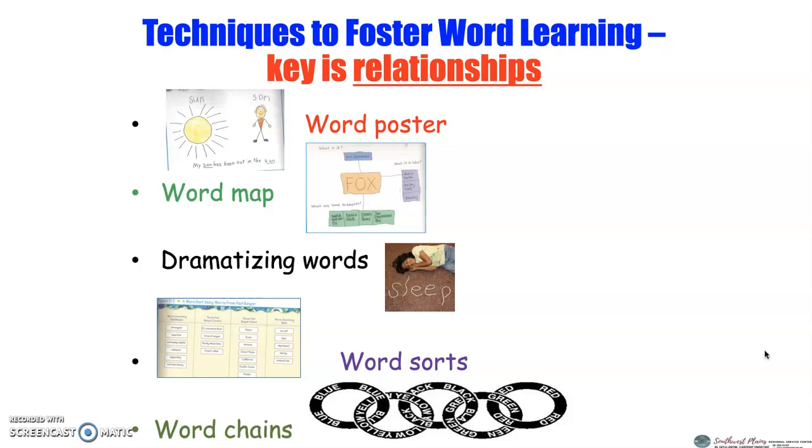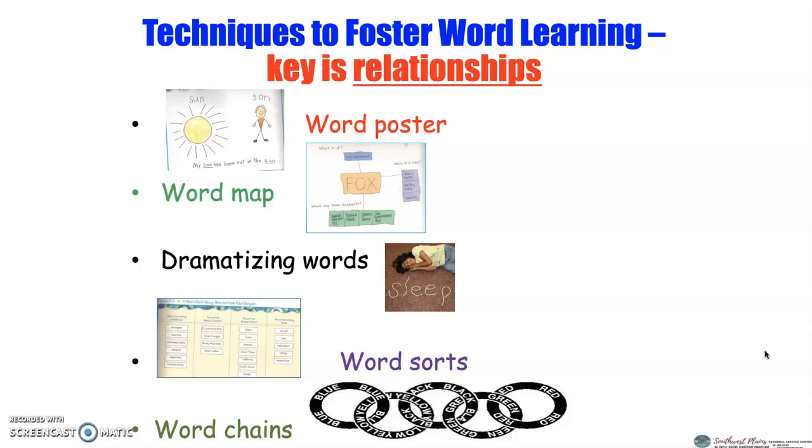A word poster is a drawing or an illustration of an idea with the word and its use or explanation written in a sentence. A word map is a visual diagram showing attributes of the word through the answering of questions. What is it? What is it like? And what are some examples of it?